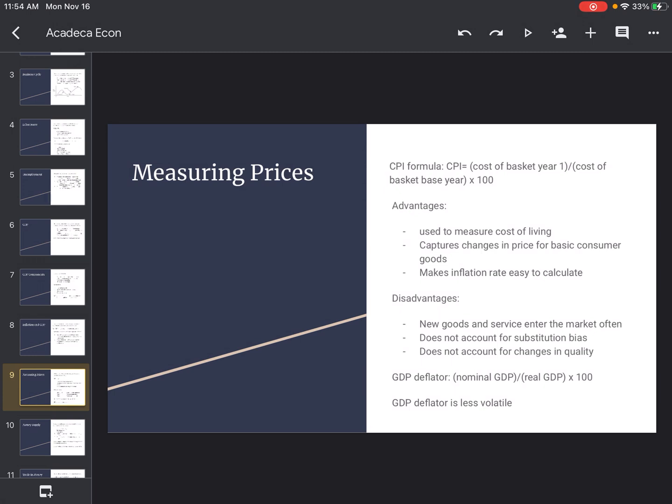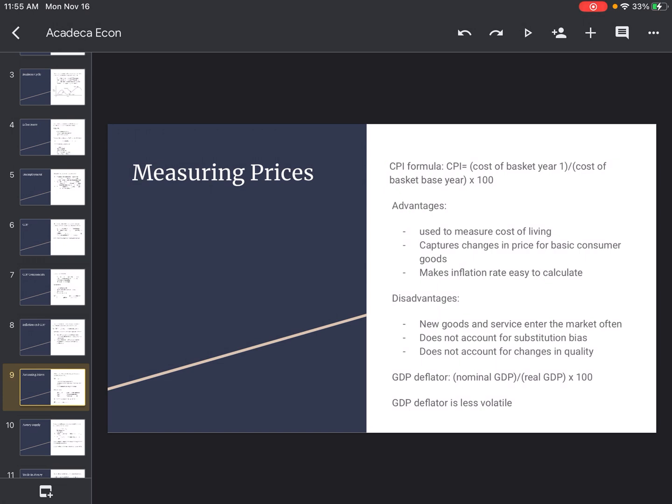The GDP deflator is shown by the nominal GDP divided by the real GDP times 100. That just corrects for the inflation in the nominal GDP. So that really doesn't do too much. But compared to the consumer price index, the GDP deflator is less volatile.